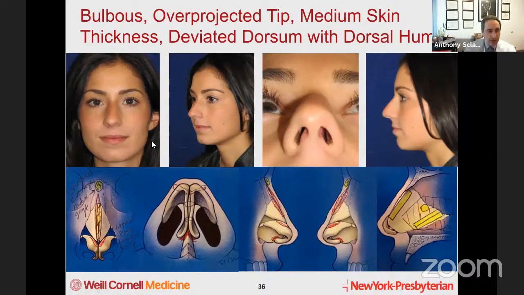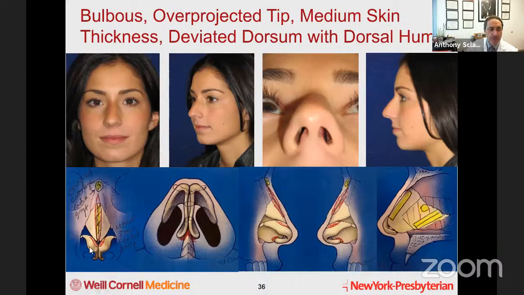Here's another girl, crooked nose, bulbous tip, overprojected, medium skin thickness. Her dorsum's deviated. She's got a dorsal hump. She also has a low radix. So, crushed cartilage radix graft, dorsal reduction. Mostly cartilage, a little bit of the bone, but mostly cartilage. We put spreader grafts in, also for breathing, and also to help me maintain this dorsal septum in the midline.